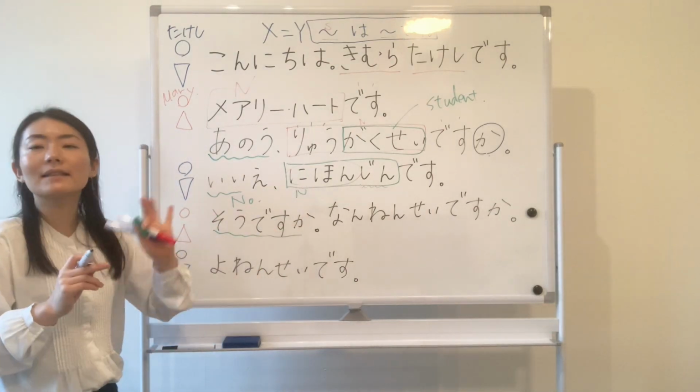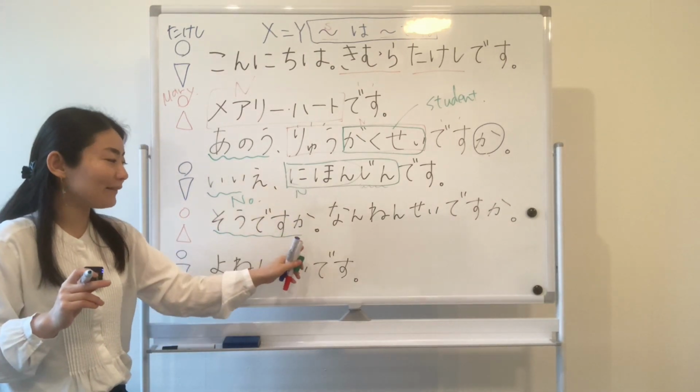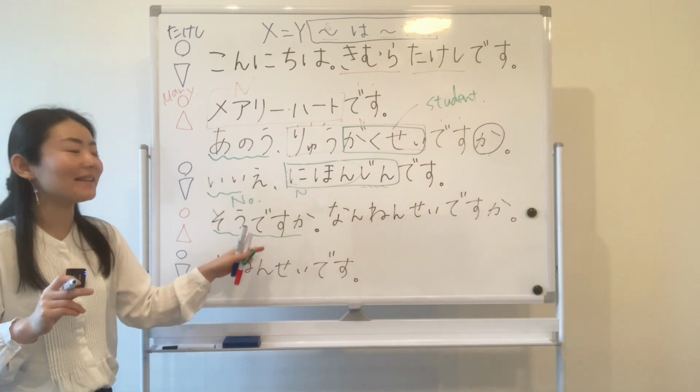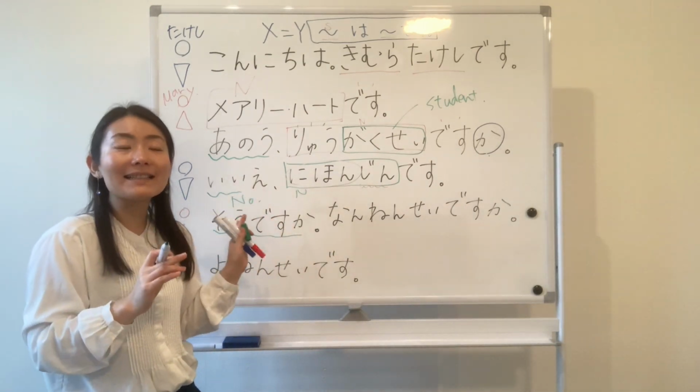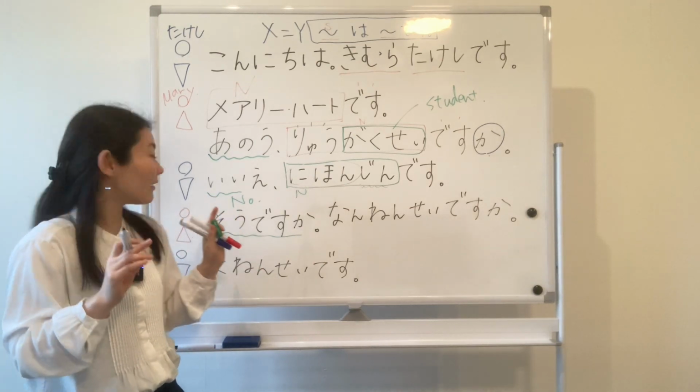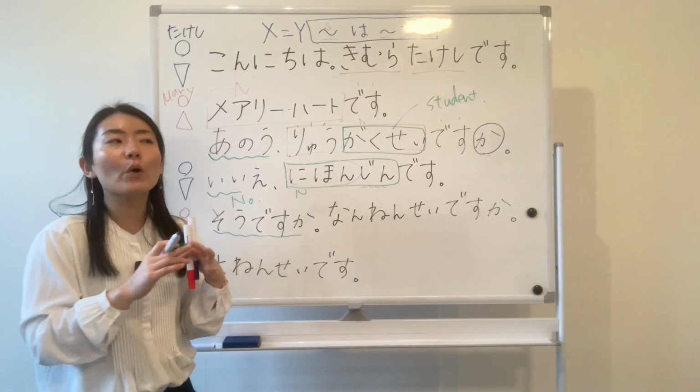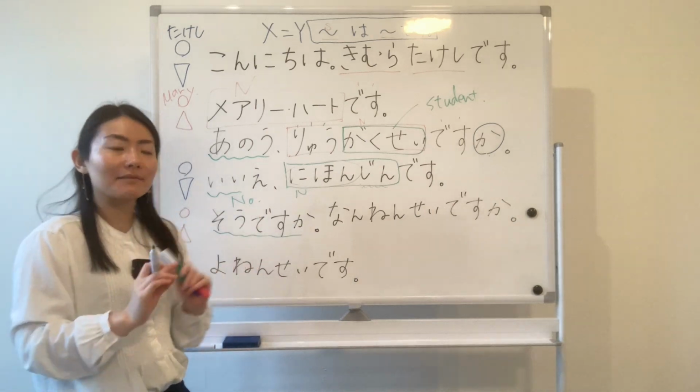Then, Mearii-san said, そうですか。It's just showing, oh, I understand. We have ka, but it doesn't mean this is a question sentence. So just, そうですか。In this scene, Mearii-san shows, oh, I understand.